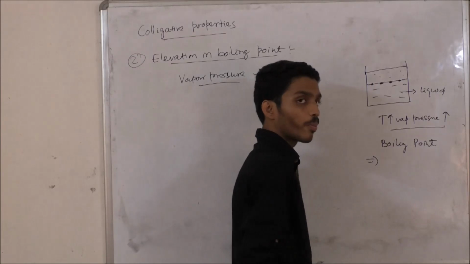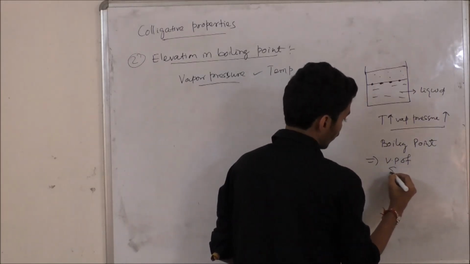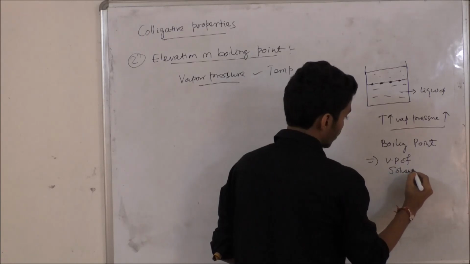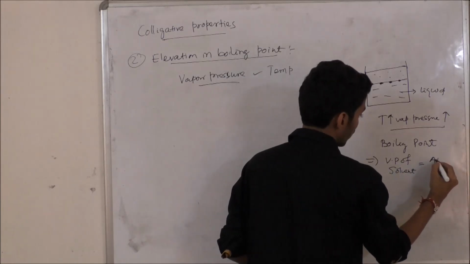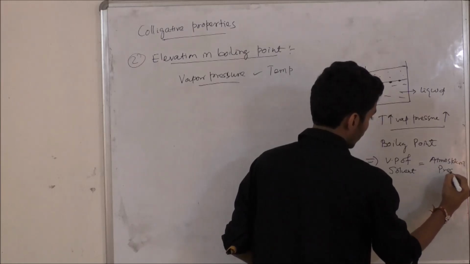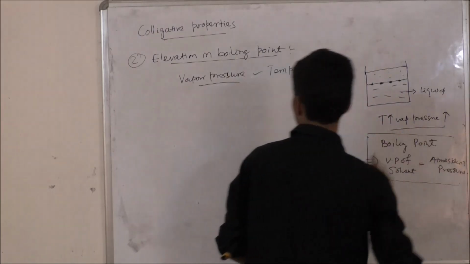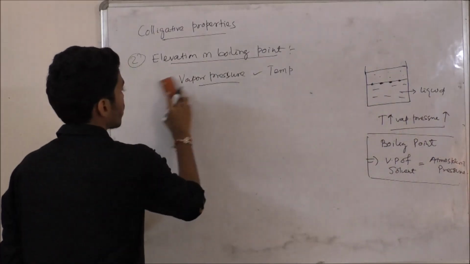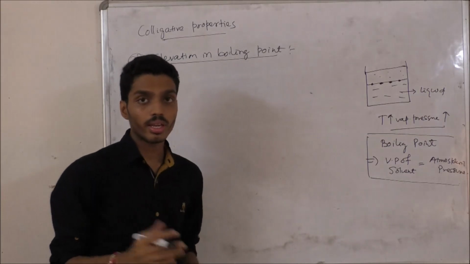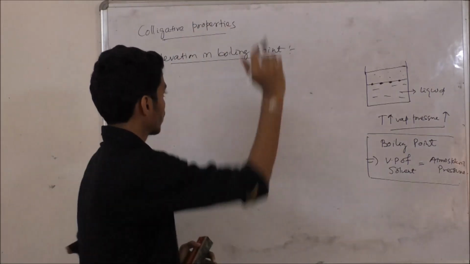That means at boiling point, vapor pressure of solvent is equal to atmospheric pressure. Okay. Now students, let's draw a graph to understand this elevation in boiling point.